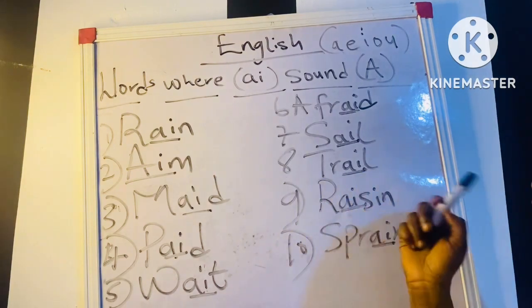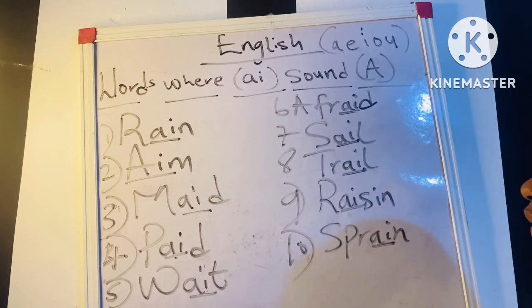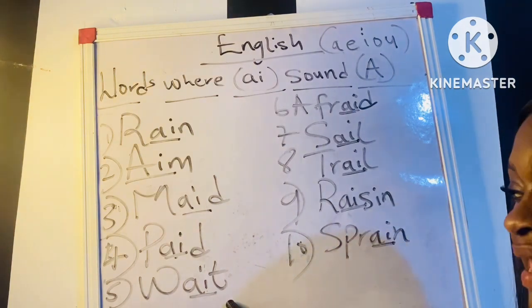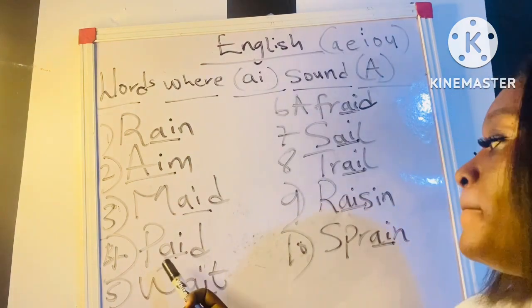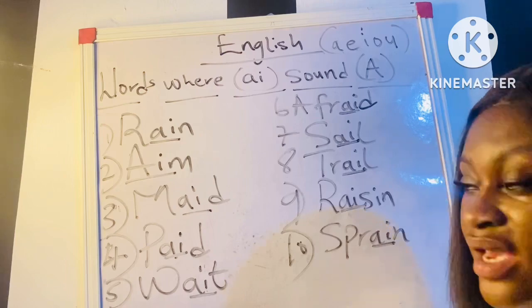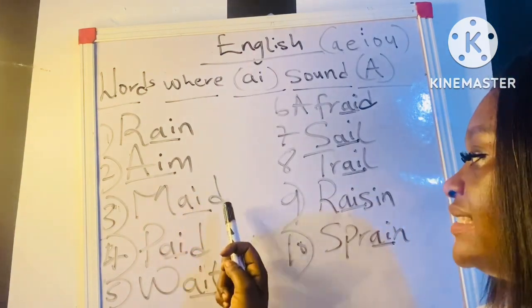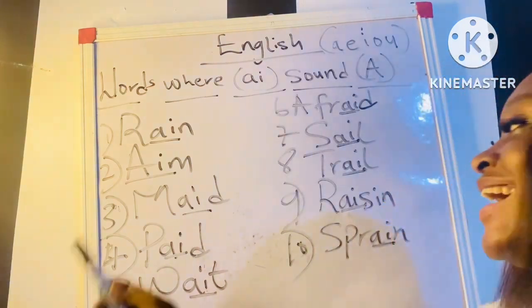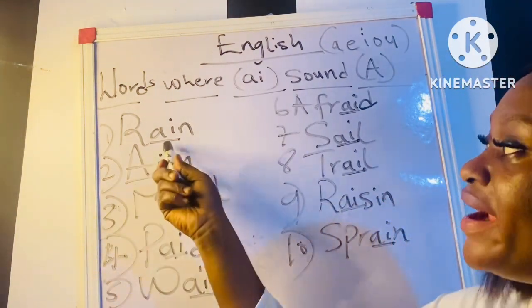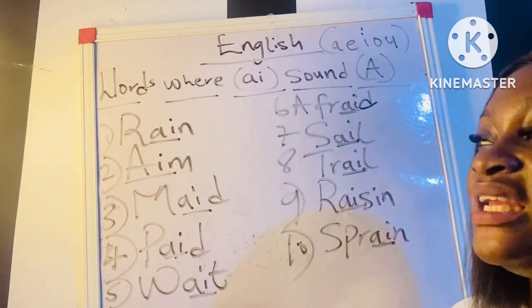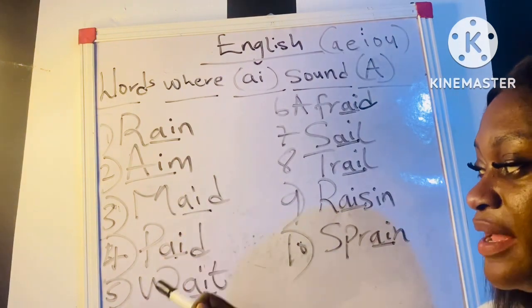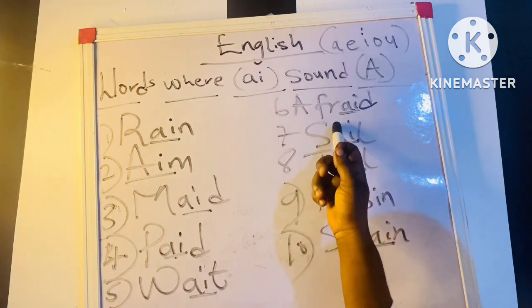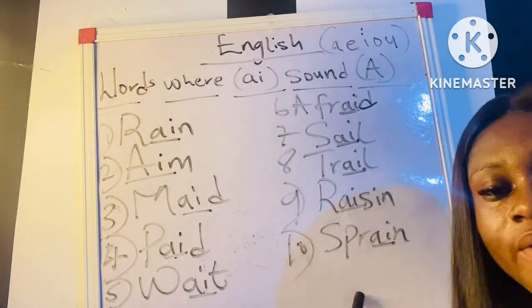Raising, R-A-I-S-I-N, raising. Trail, T-R-A-I-L, trail. Sail, S-A-I-L, sail. Afraid, A-F-R-A-I-D, afraid. Wait, W-A-I-T, wait. Paid, P-A-I-D, paid. Made, M-A-I-D, made. Aim, A-I-M, aim. Rain, R-A-I-N, rain. So we have rain, aim, made, paid, wait, afraid, sail, trail, raising, sprain.